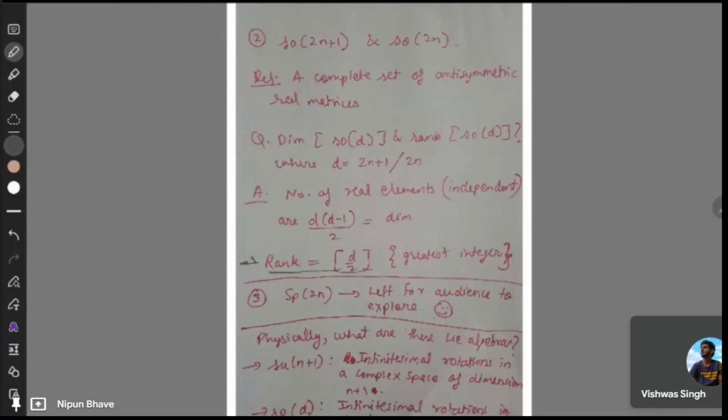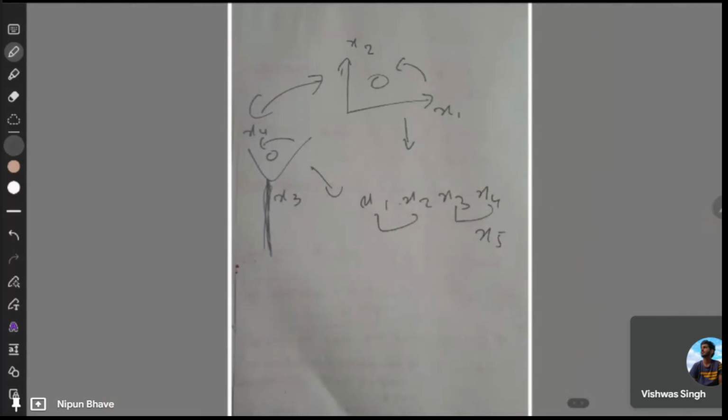Okay. So if you take SO(D) where D is any even or odd, doesn't matter, then the rank is greatest integer of D by 2. If you directly start with SO(2n+1), then the rank is n. For SO(2n) also the rank is n. Okay. So is this point clear, Debo?